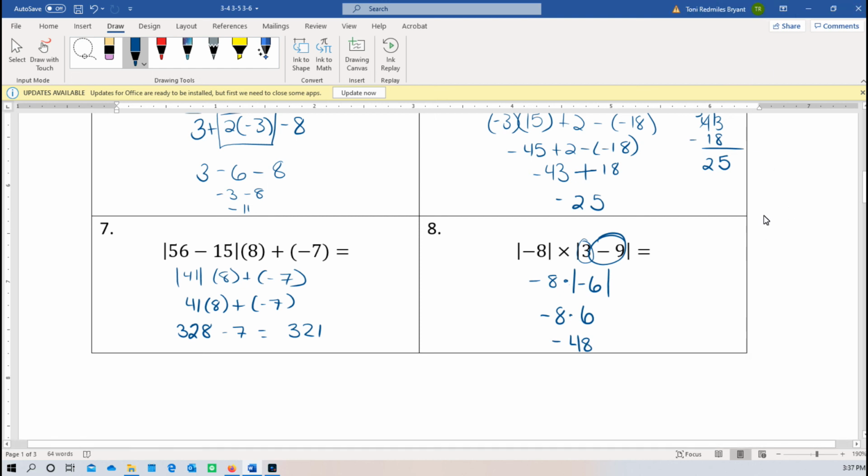All right, keep doing these until you feel comfortable with them. Next is adding in some decimals and fractions. So I'll see you in class.